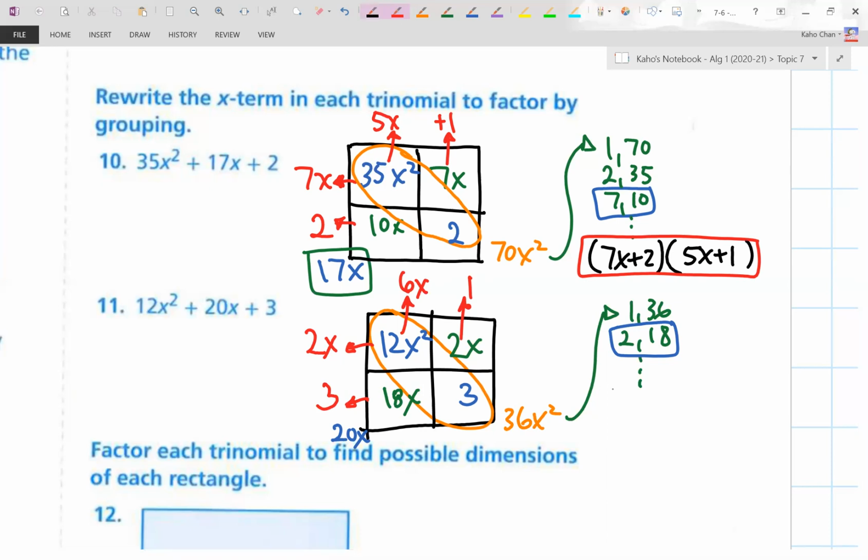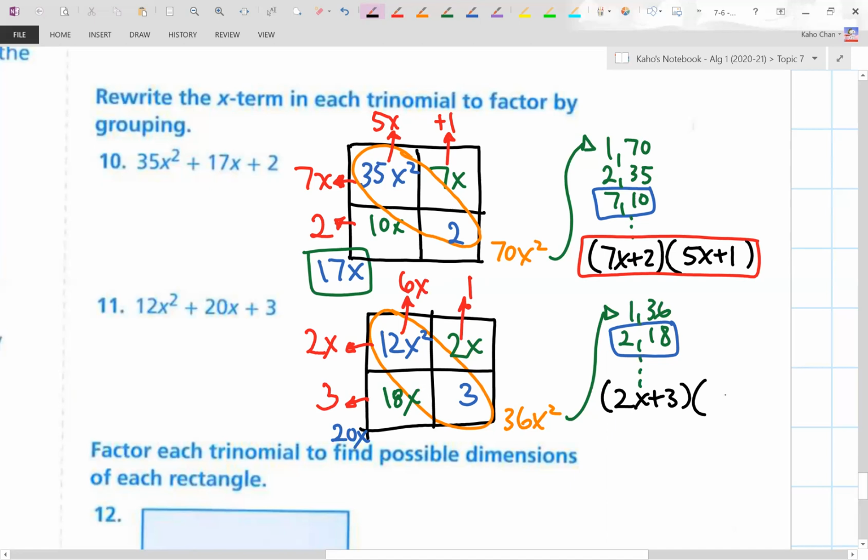There's my answer, yay. 2x plus 3 times 6x plus 1. And the order of those 2 binomials doesn't matter. You could have said 6x plus 1 times 2x plus 3. It really doesn't matter there.